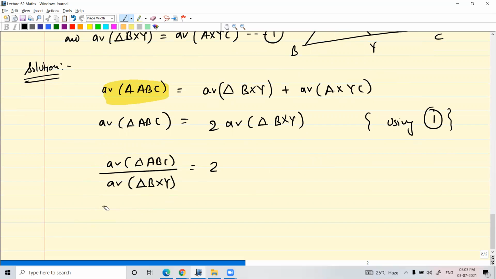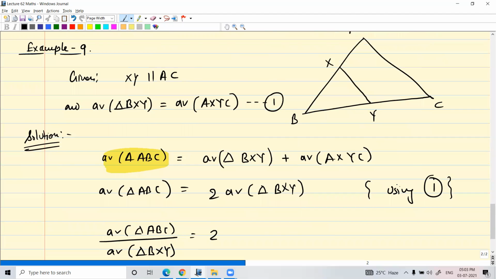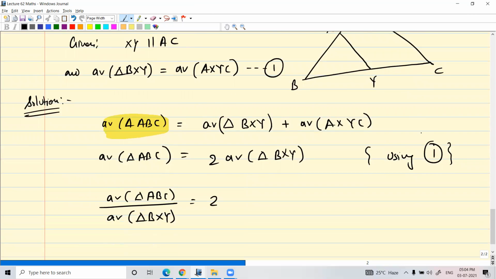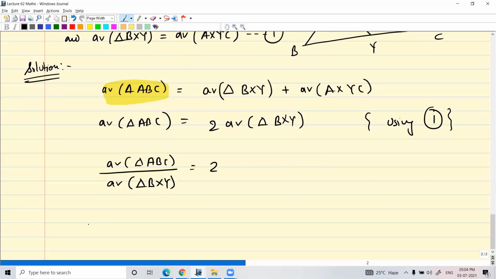From the theorem, what do we know? Area of ABC by BXY, what will it be? Are they similar or not, first of all? Yes, sir. So let's prove the similarity first. They have not given that it is already similar, so let's prove it first.